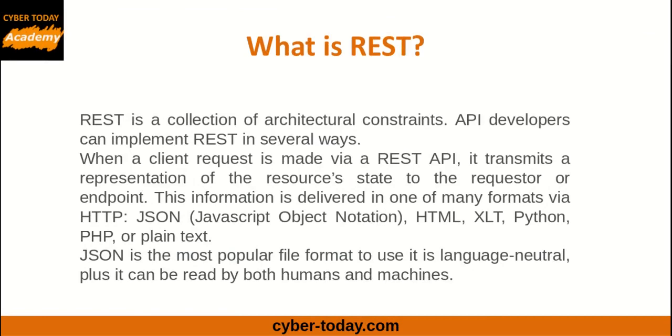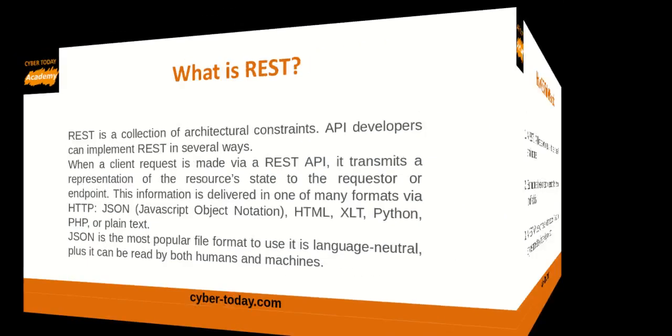What is REST? REST is a collection of architectural constraints. API developers can implement REST in several ways. When a client request is made via a REST API, it transmits a representation of the resource's state to the requester or endpoint. This information is delivered in one of many formats via HTTP: JSON (JavaScript Object Notation), HTML, XLT, Python, PHP, or plain text. JSON is the most popular file format to use. It is language neutral, plus it can be read by both humans and machines.